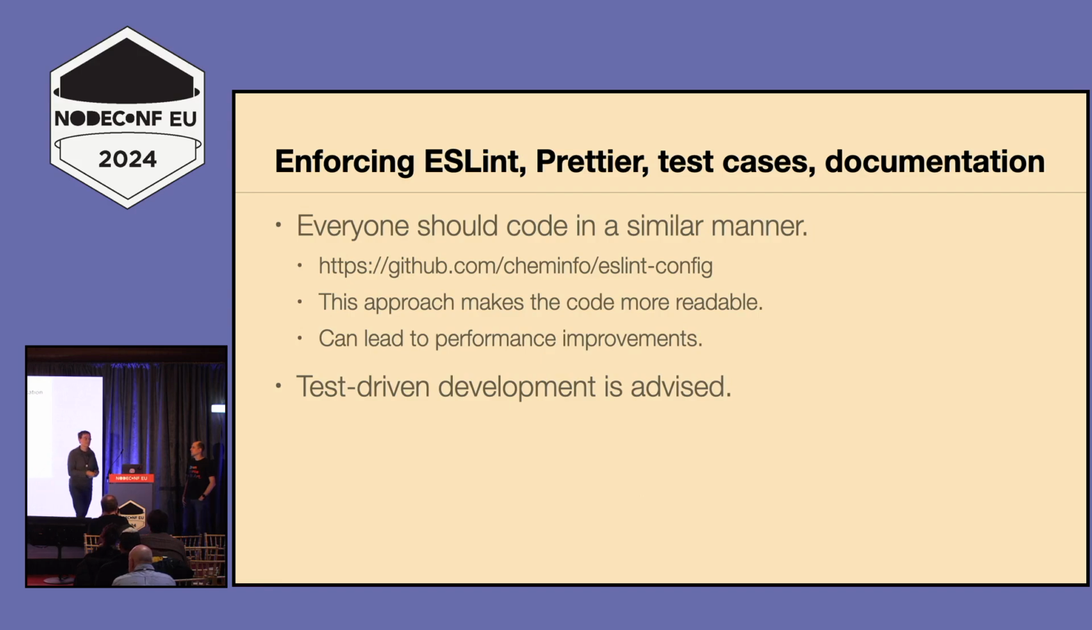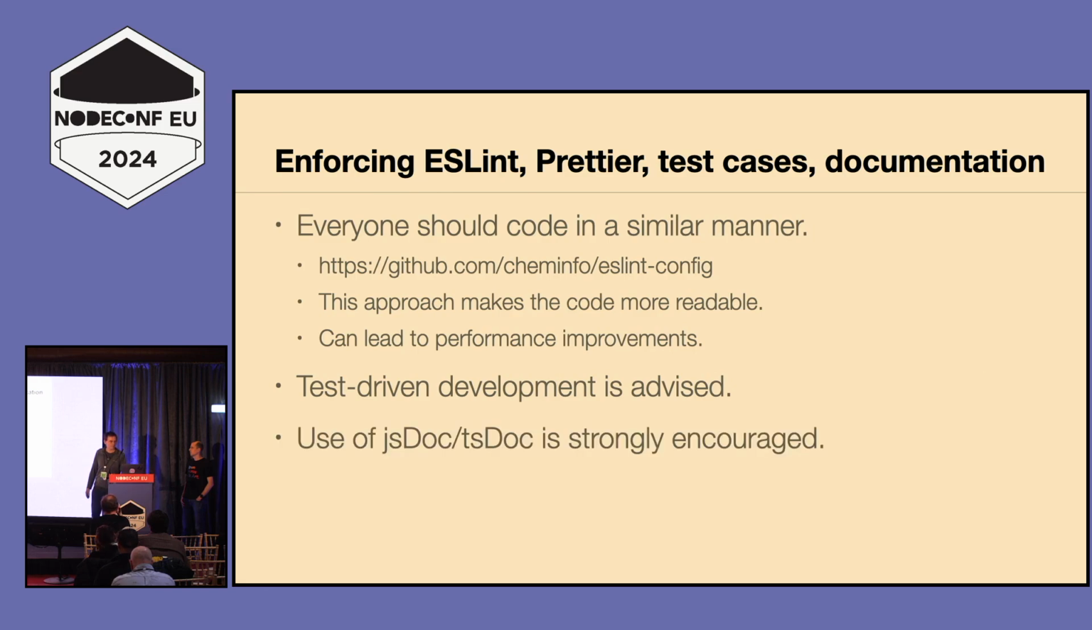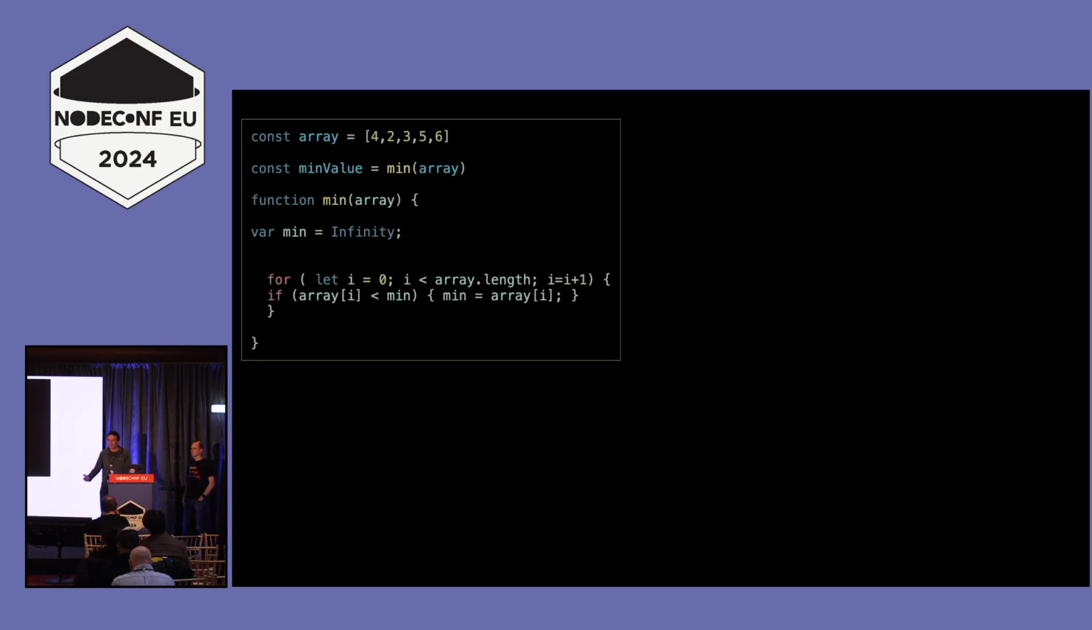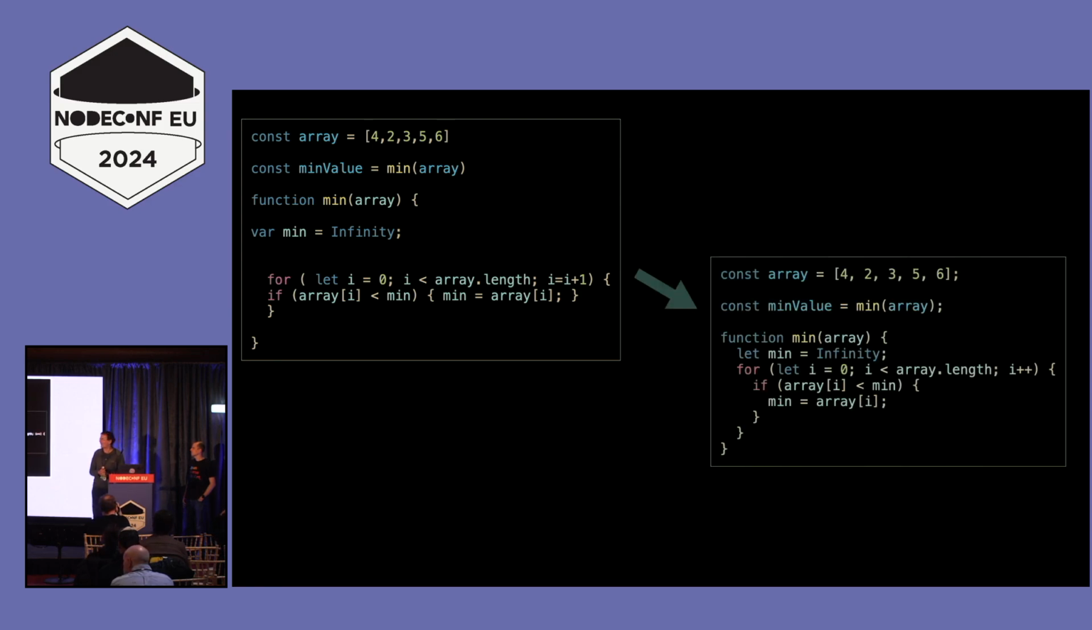We advise a test-driven development approach. From my point of view, it is the fastest way to develop. And we use at least JSDoc or TSDoc for public methods. So the kind of rules, well, it's kind of basic, I would say. We need semicolons.